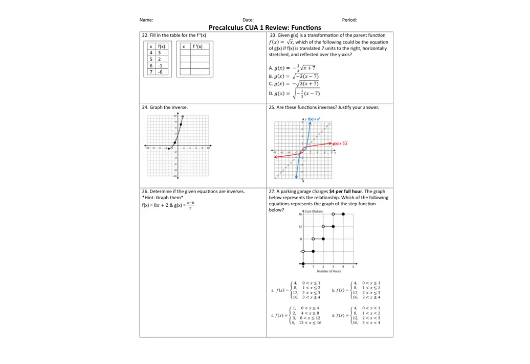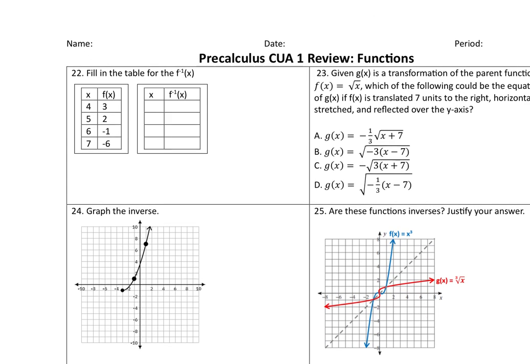And then on to your last page. It says fill in the table for F inverse. Remember, if you're in inverse, your x's and y's switch. So all I'm going to do is copy down the y's into the x column and copy the x's into the y column.